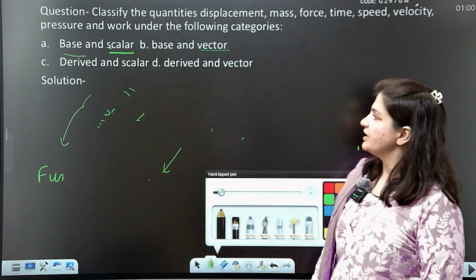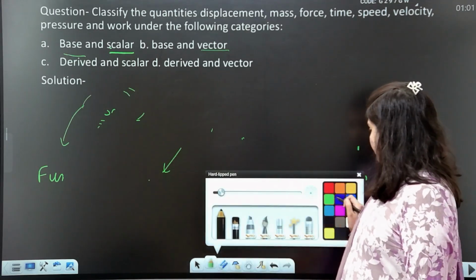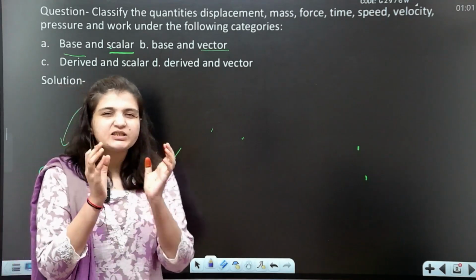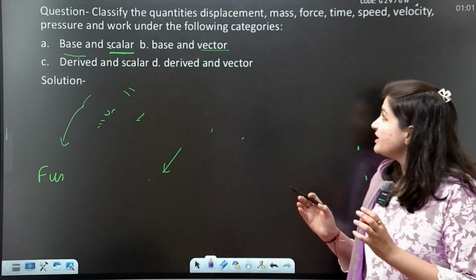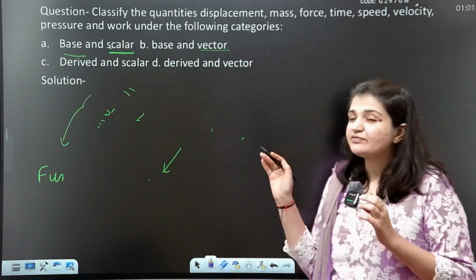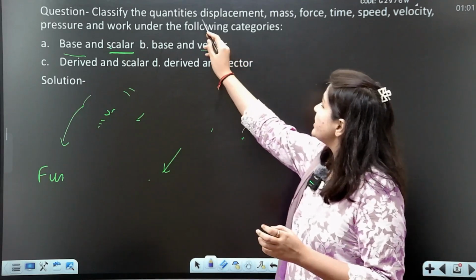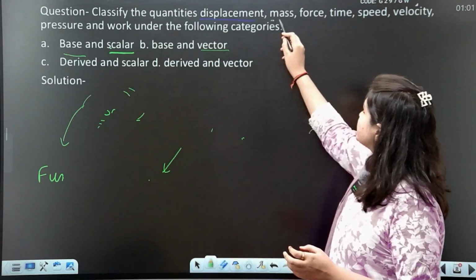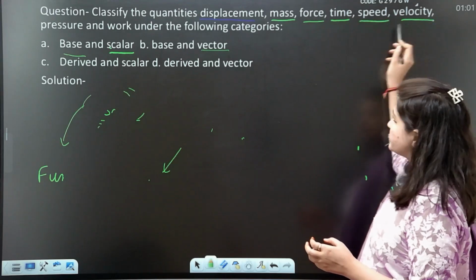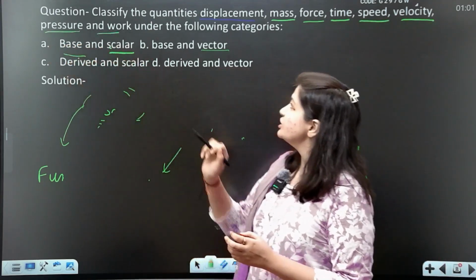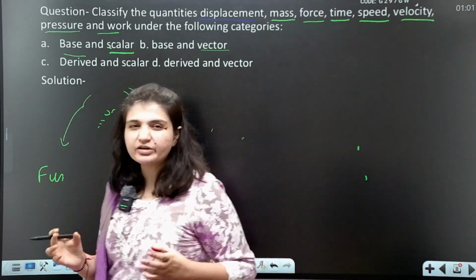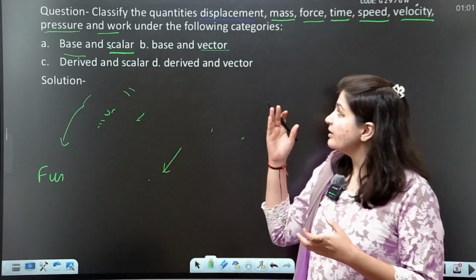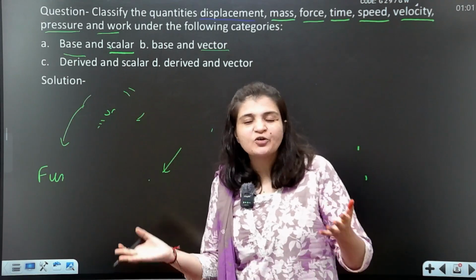Now students, let's solve this numerical. Let's first understand what this numerical is saying. The numerical is saying that we have to classify the quantities. These are the various quantities given: displacement, mass, force, time, speed, velocity, pressure and work. We have to divide these quantities into whether they are base, derived, and then scalar or vector.